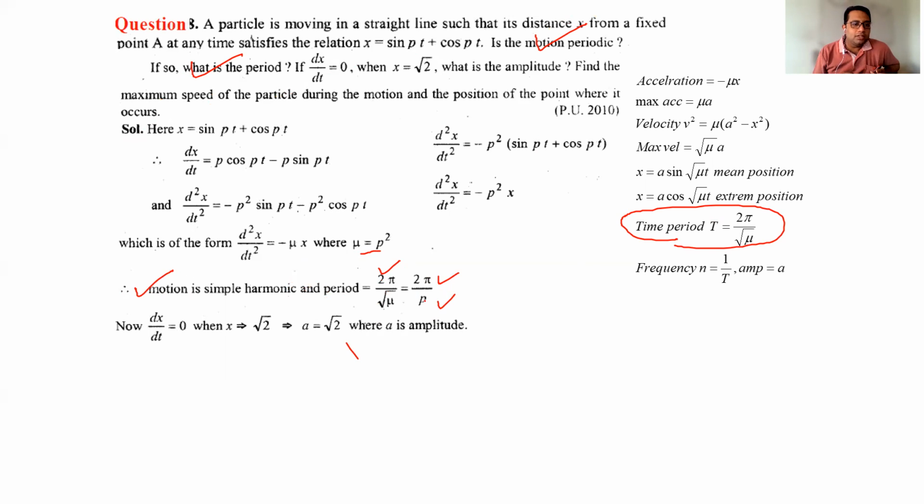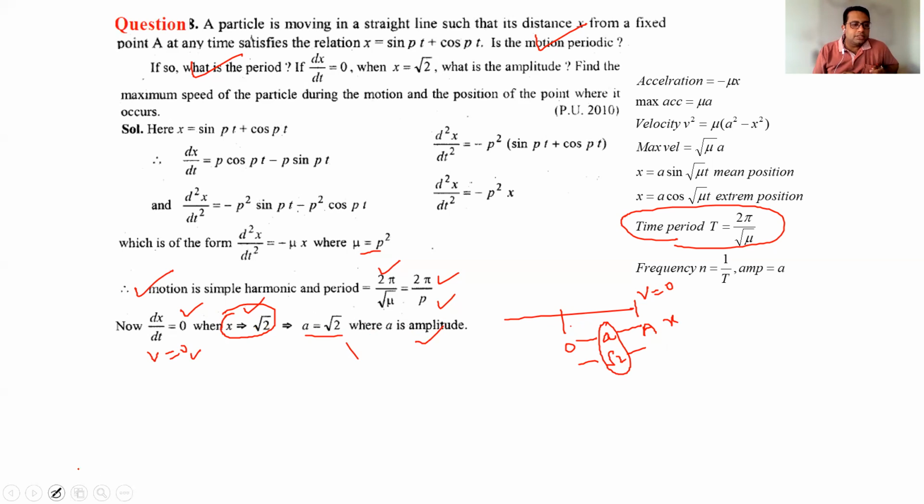And we are given the next thing: dx/dt is 0 when x is equal to root 2. That means velocity is 0. In video lecture 1, we discussed that at the end points, the extreme points, the velocity is 0. And the distance from the mean to the extreme is called the amplitude. So x is equal to root 2 when v is equal to 0. That means our amplitude is the same, root 2, because x will be root 2 when v is 0. So a is equal to root 2, the amplitude is root 2.